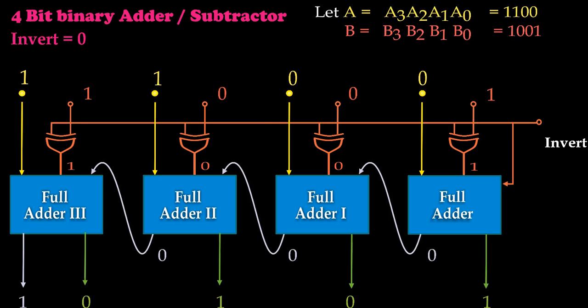So the 3 inputs will be 0, 1, 0. Output will be 1 as the sum and 0 as the carry. This 0 carry is given to the next LSB addition. So at the input of the second full adder, the inputs are 0, 0, 0. Here the sum will be 0 and the carry also will be 0. This 0 is given to the next full adder, that is the third. At the inputs of the third full adder, the inputs will be 1, 0, 0. Output will be sum 1 and carry 0.